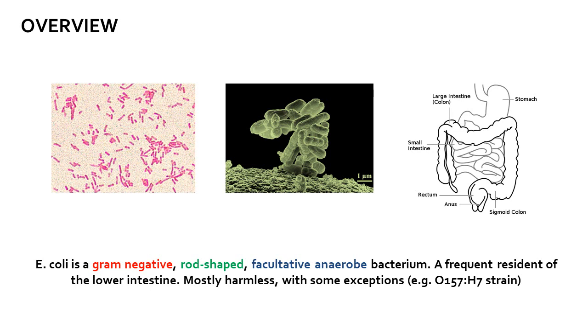The organism is commonly found in the lower intestine of warm-blooded organisms and can comprise nearly 1% of the local microbiota in humans. Most E. coli strains are harmless, but some, such as O157H7, can be quite pathogenic.